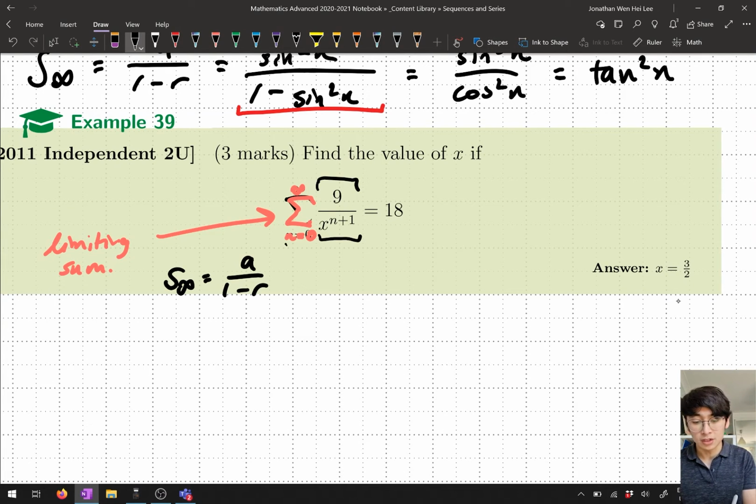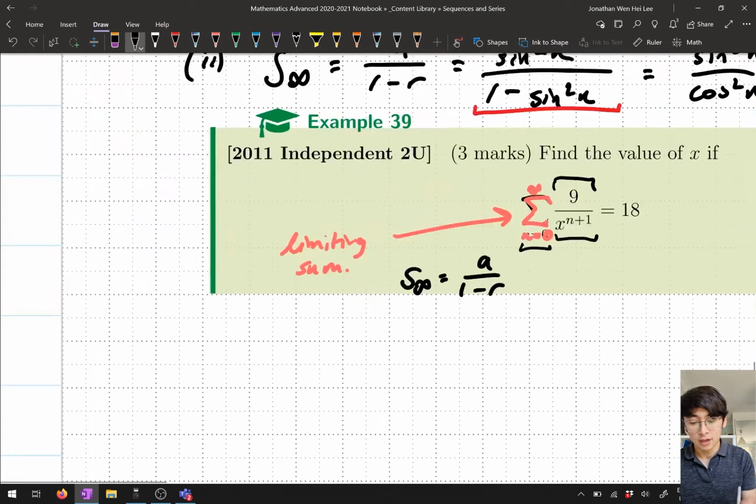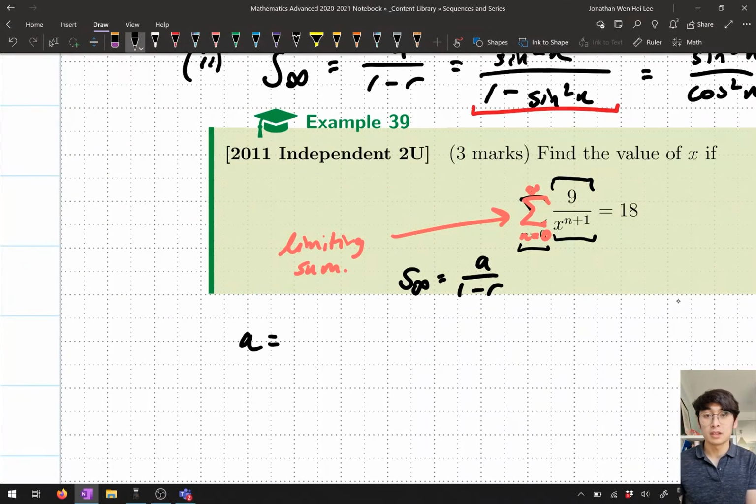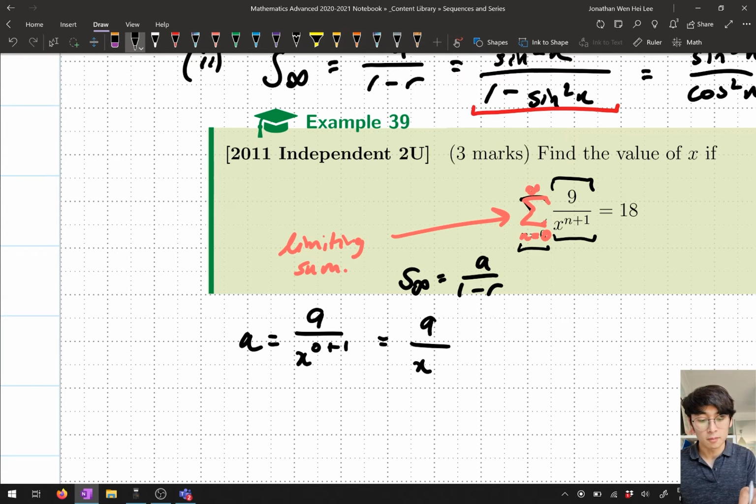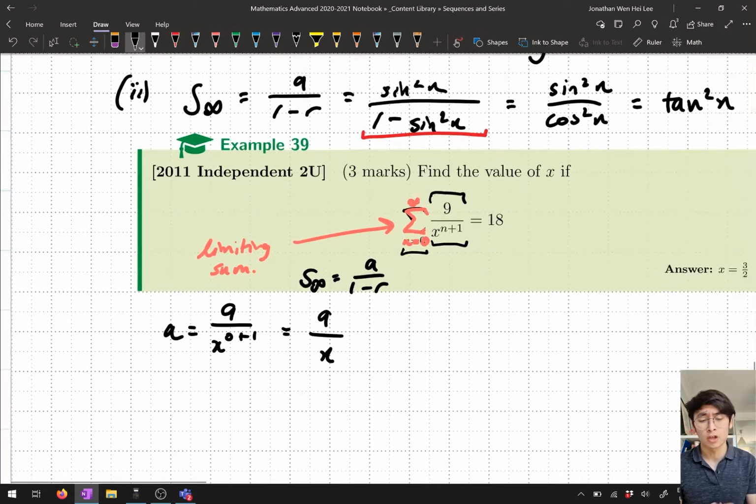Now, the starting term, very simple. What's our starting term? Well, we're starting from n is equal to 0. So a is just going to be what happens when we sub in 0 into this formula here. So I'm going to get 9 over x to the power 0 plus 1. So we're going to get 9 over x. Okay, so I've got my starting term a. Now, what we want to do is find that common ratio.